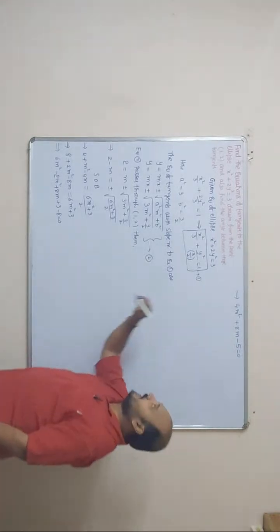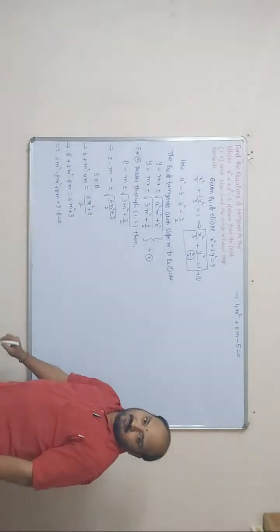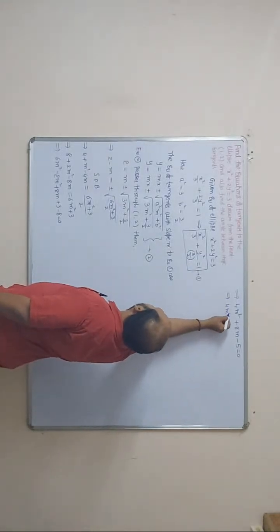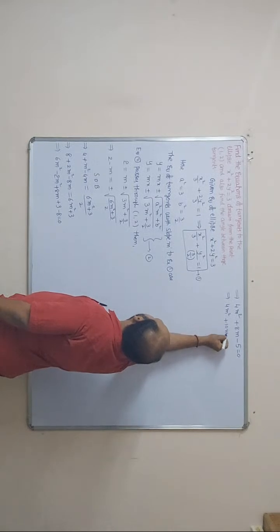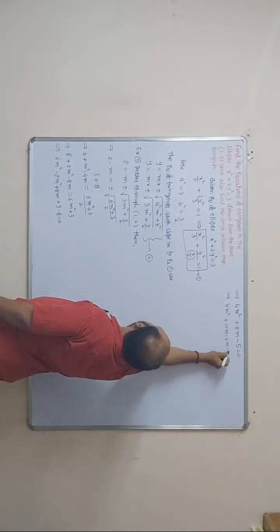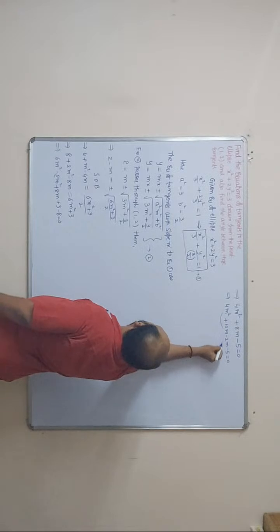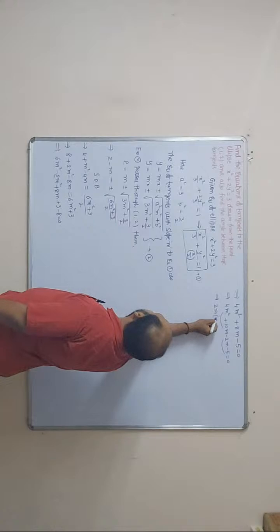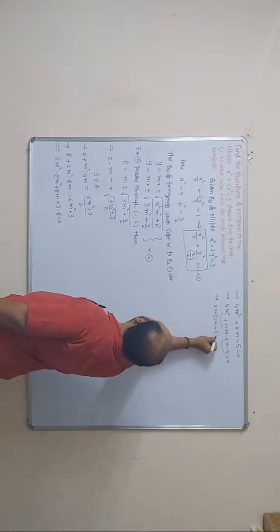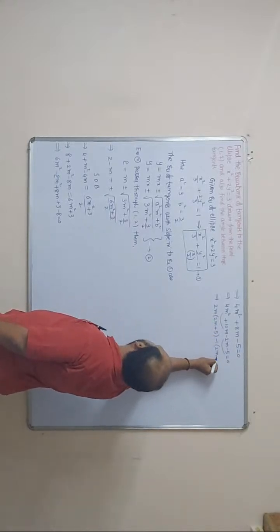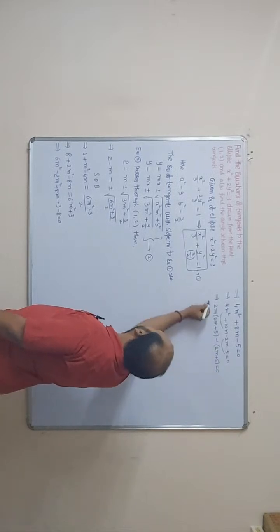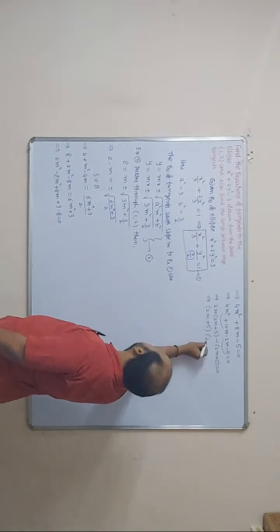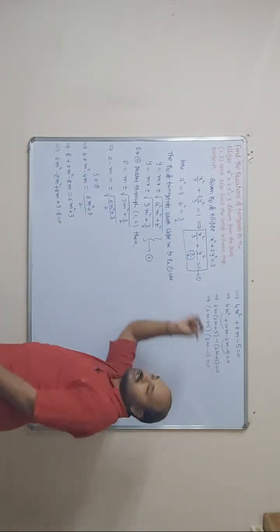5 into 4 is 20. For 20, the factors are 10 into 2. So we can write it as 4m square plus 10m minus 2m minus 5 equal to 0. From these two, take 2m common: 2m into 2m plus 5, minus 1 times 2m plus 5. So from these two also take common 2m plus 5. (2m plus 5) into (2m minus 1) equal to 0, dear students.